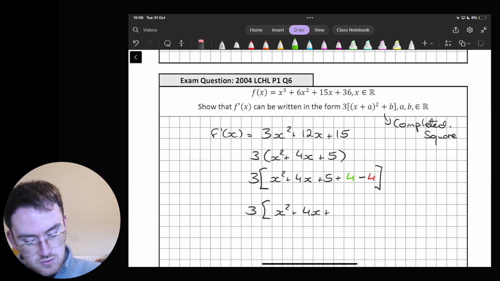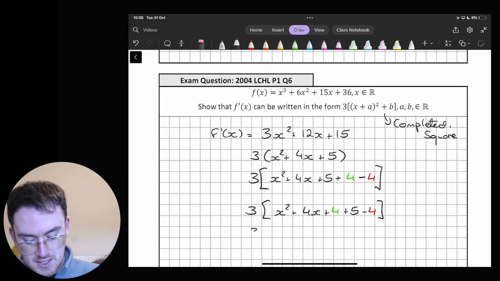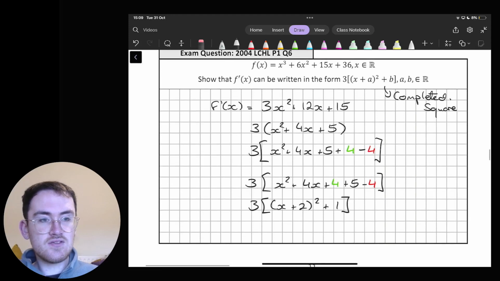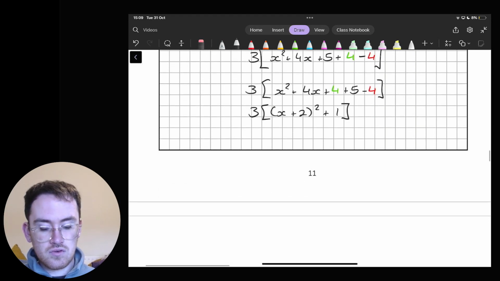So I'm going to move the 4 over here, and I'm going to keep my plus 5 minus 4. So this is all completed square. This is back in algebra 2. So x plus 2 squared plus 1. And we've rewritten it in the format they wanted, with the 3 staying on the outside there. But the general idea still applies. It's a very, very important rule for you to know.